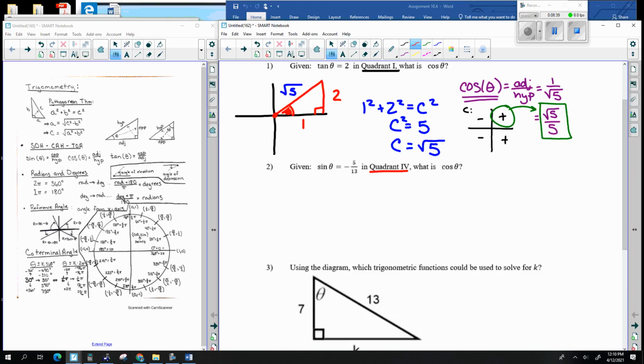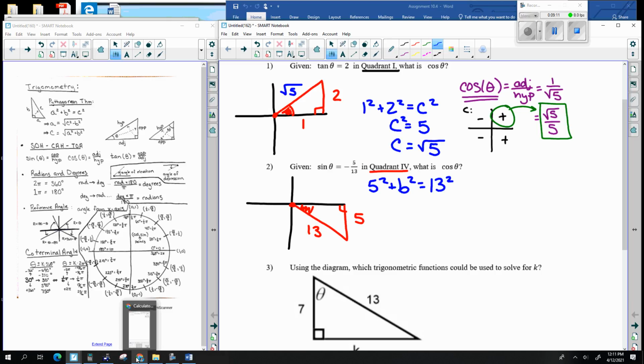Okay, so here we go, quadrant 4. Sine is opposite over hypotenuse, so 5 over 13. Don't worry about the negative sign. Just look at the 5 and the 13, opposite over hypotenuse. Find the missing side. So a squared plus b squared is equal to c squared. Find your missing side.